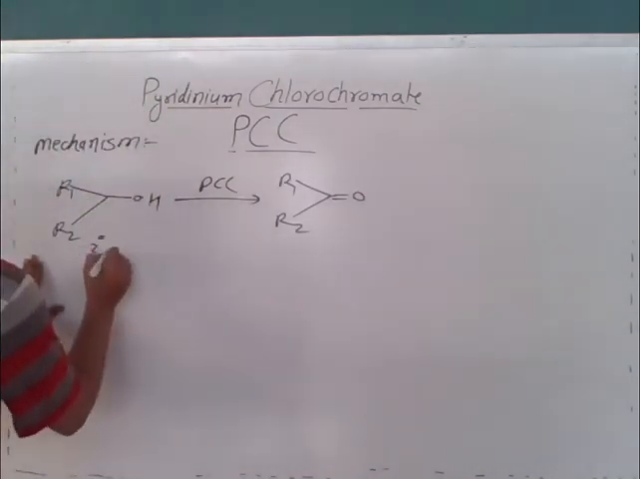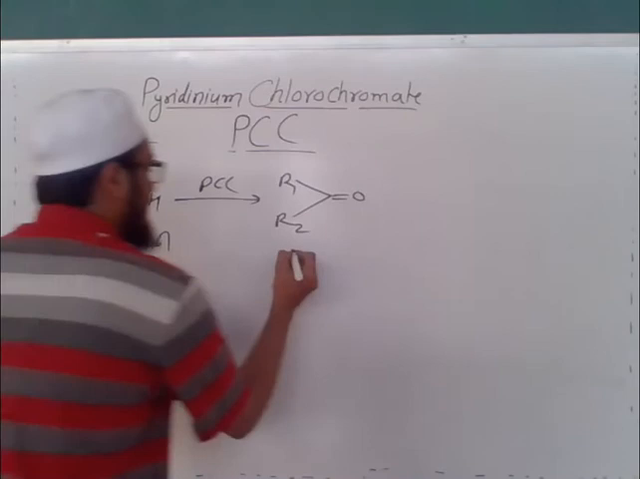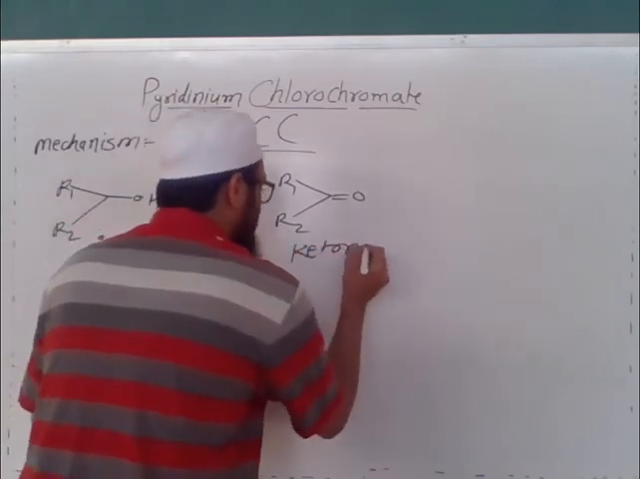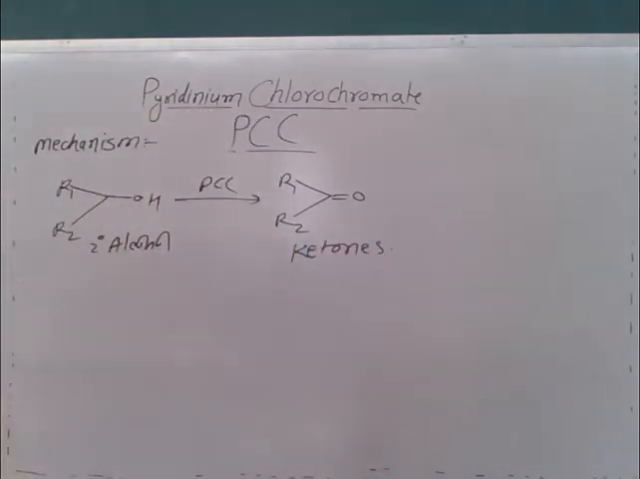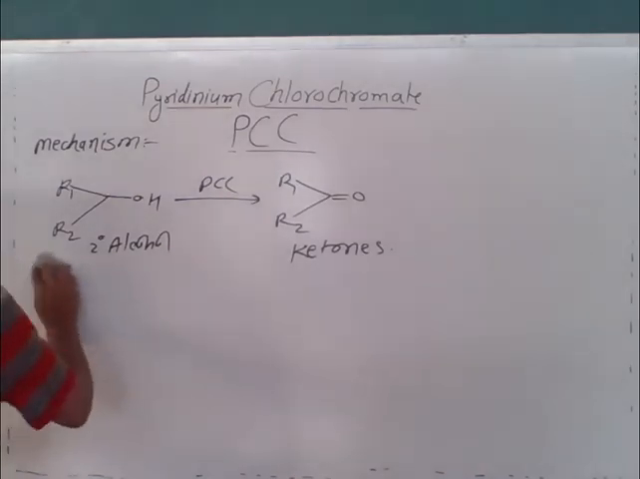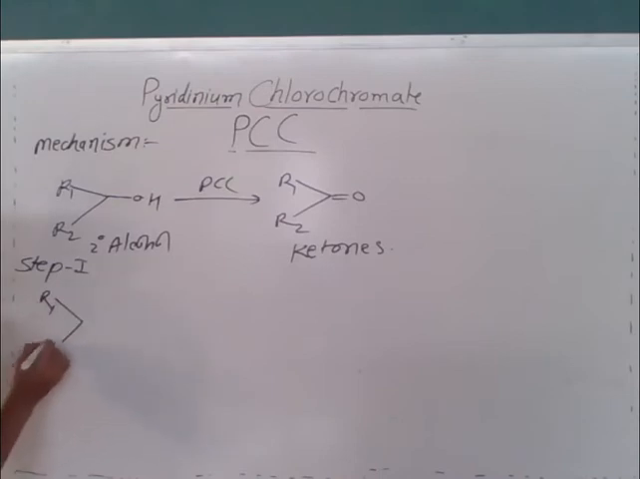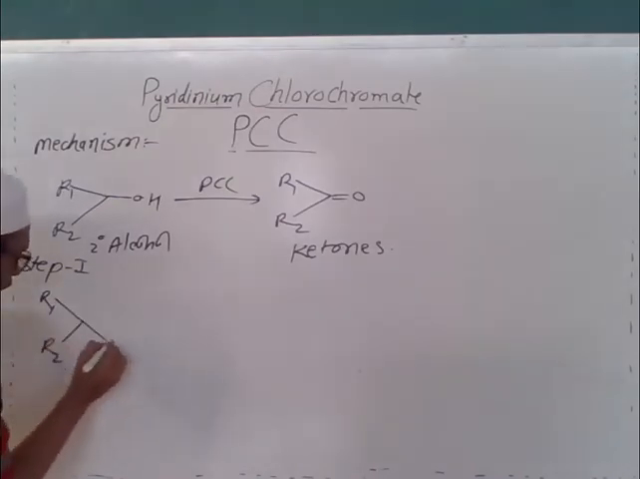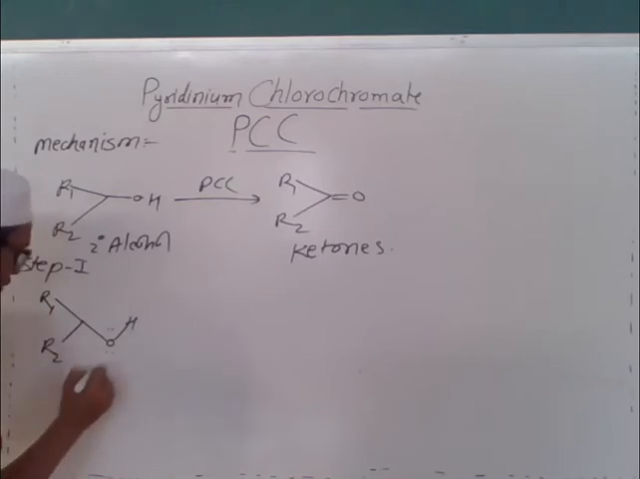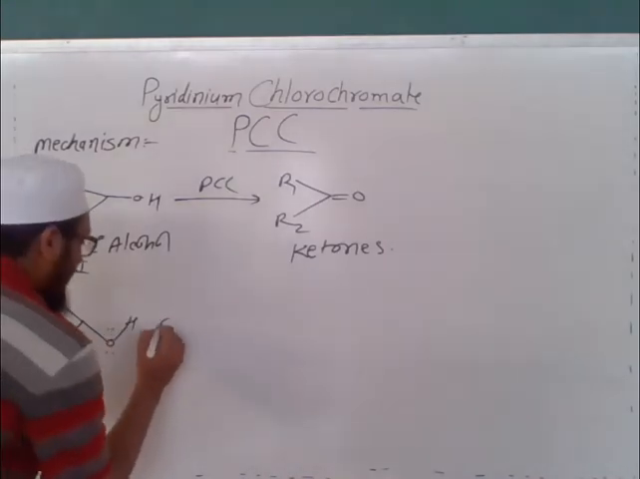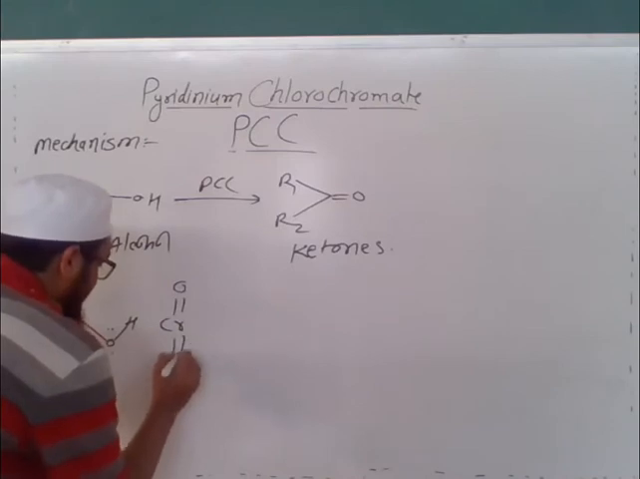So the secondary alcohol is getting converted into ketones. So what is the mechanism? We'll shift towards the mechanism. The mechanism in the first step is nucleophilic attack of the hydroxyl group. First step is step 1. R1, R2, this oxygen and this hydrogen. I am writing the hydroxyl group so that we can easily make its mechanism.